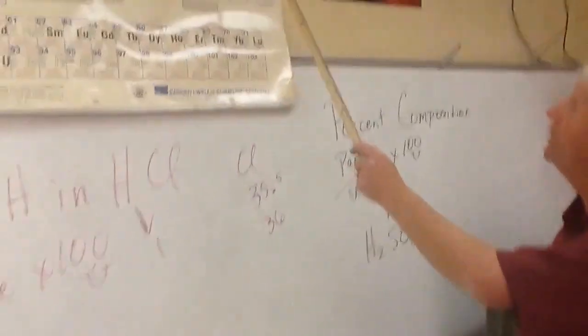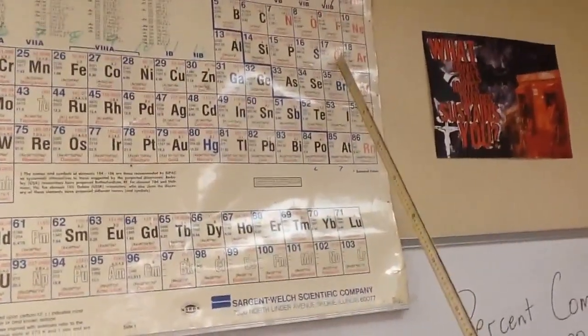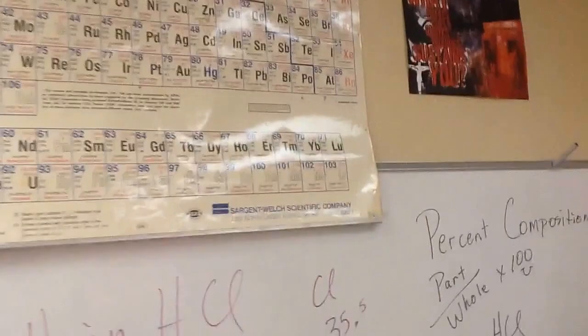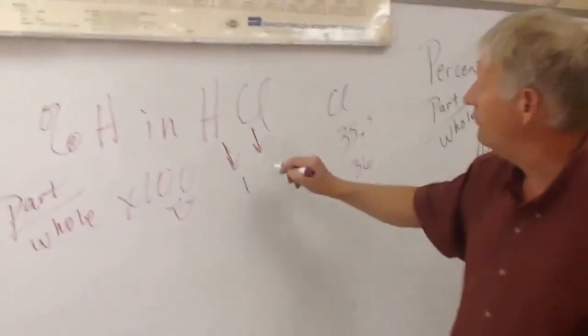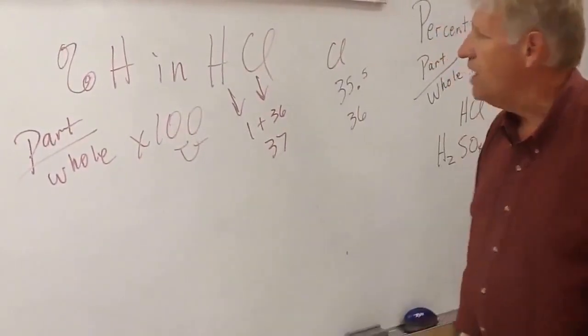So when we do chlorine, we round that up, 35.453 rounds up to 36. All right. So what's the gram molecular mass rounded up of chlorine? It's 36. So we add those, so it's 37. So it's kind of cool.